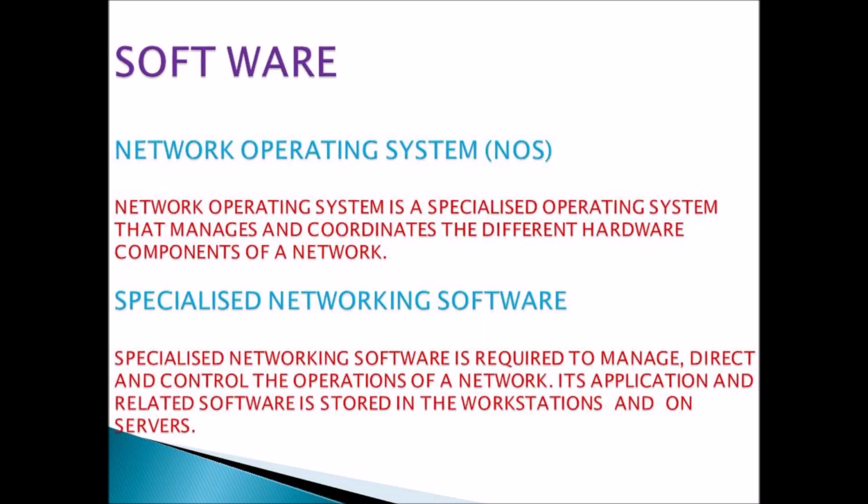And the next one is software. The next component of a network is software. Under software, the first one is the network operating system, NOS. A network operating system is a specialized operating system. An operating system is nothing but system software, which manages and helps to coordinate the different hardware components of a network.